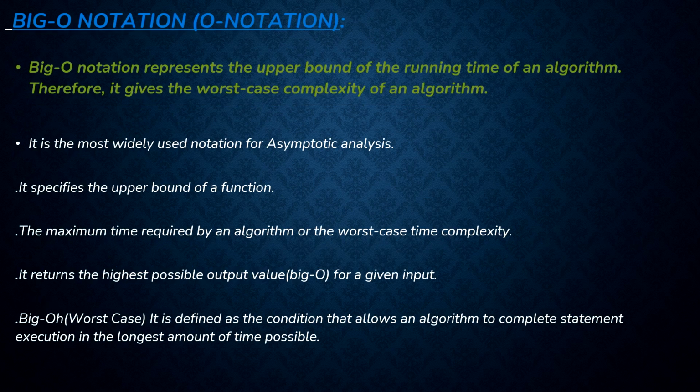Big O notation. Big O notation represents the upper bound of the running time of an algorithm. It gives the worst case complexity. It specifies the upper bound of a function. It gives the maximum time required by the algorithm, the worst case time complexity, returning the highest possible output for a given input. It is the most widely used notation. Big O notation basically represents worst cases. We see that here.